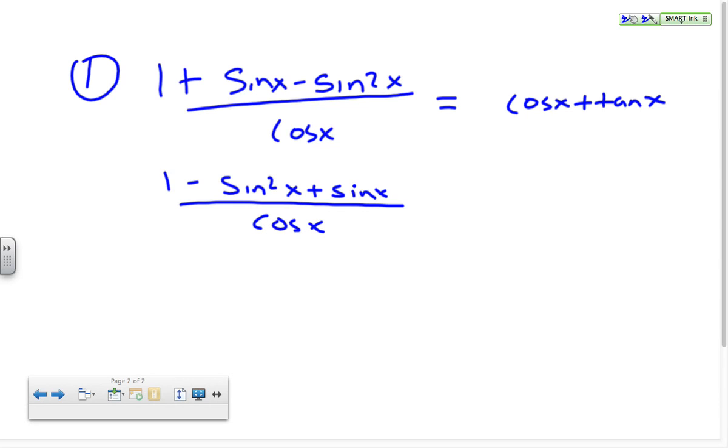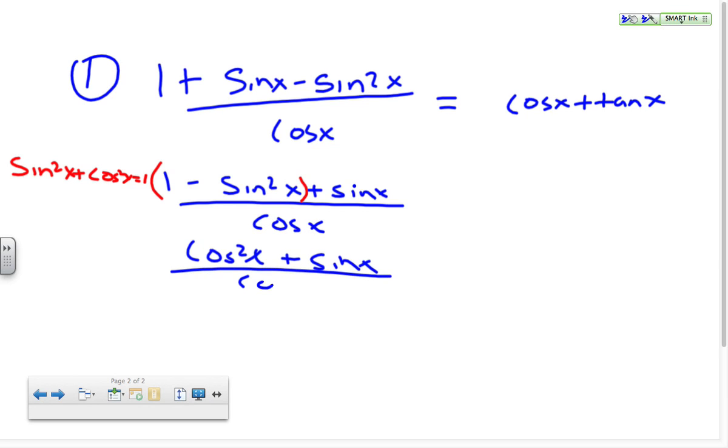Now, if you will remember, 1 minus the sine squared x is the same thing as cosine squared x. For those of you wondering where that came from, I'm going to go over here and do this really quick. Sine squared x plus cosine squared x equals 1. That's one of the Pythagorean identities, right? If I subtract sine squared x from both sides, I have cosine squared x. So on this, I have cosine squared x plus sine of x, over the cosine of x.